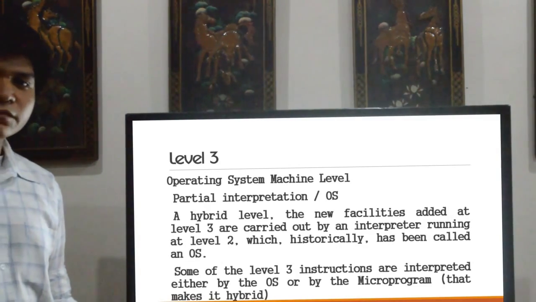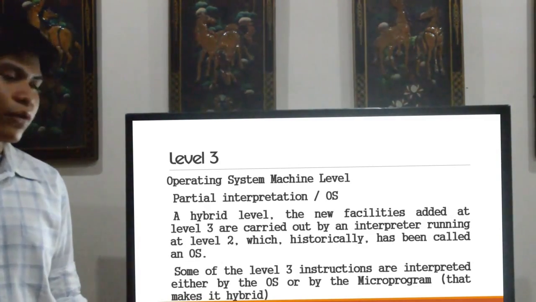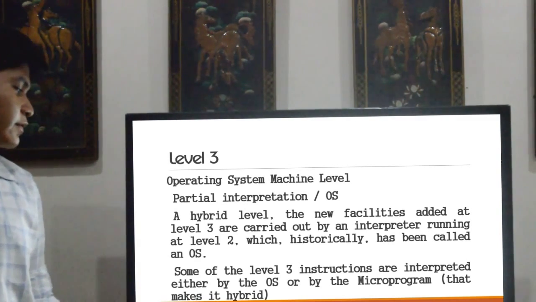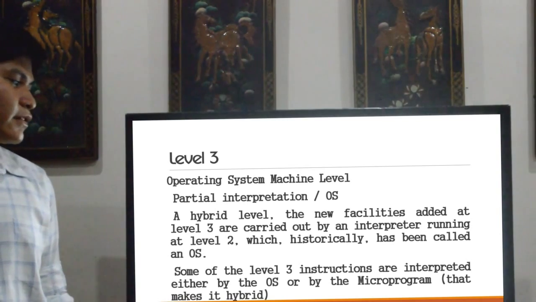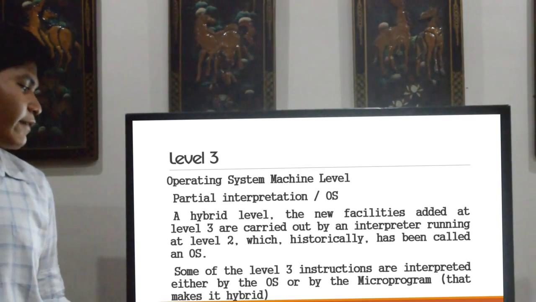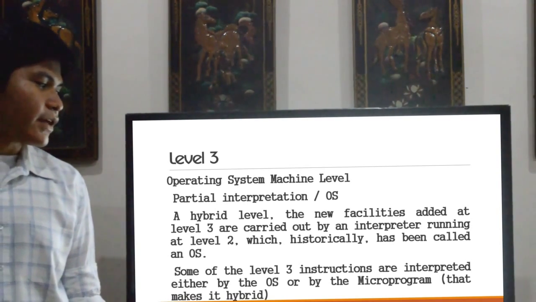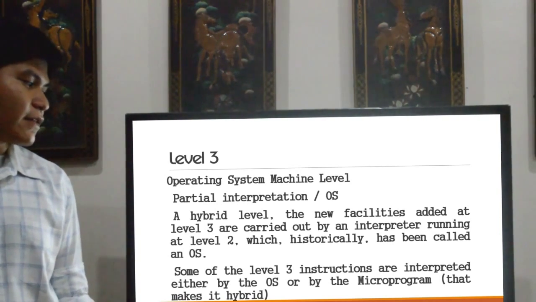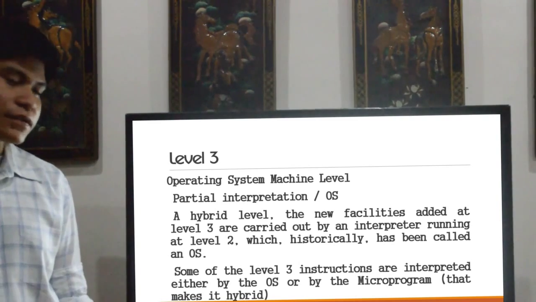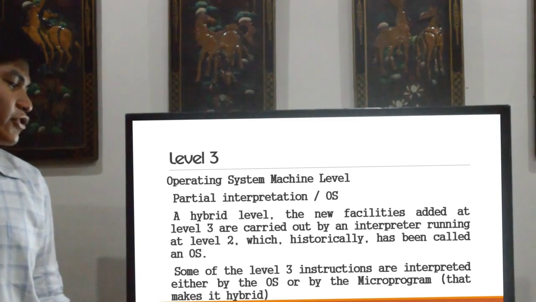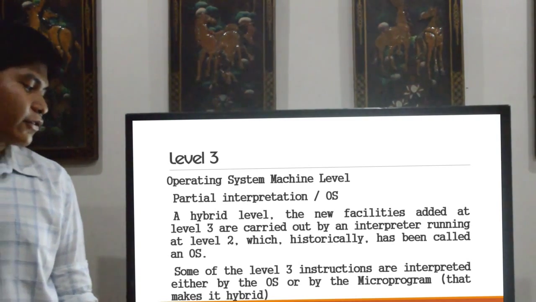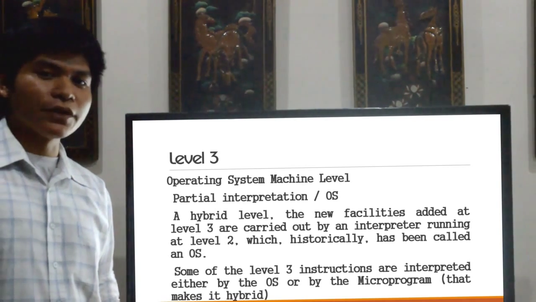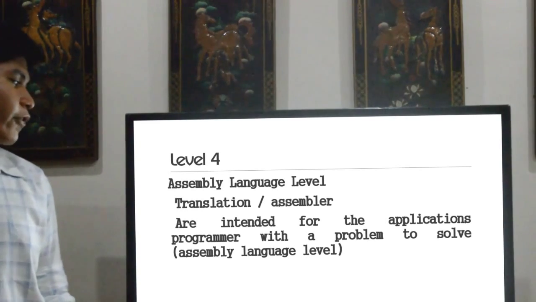Level 3. Operating system or OS, also called partial interpretation, is a hybrid level. The new facilities added at level 3 were carried out by an interpreter running at level 2, which historically has been called an OS. Some of the level 3 instructions are interpreted by either the OS or the microprogram. That makes it hybrid.